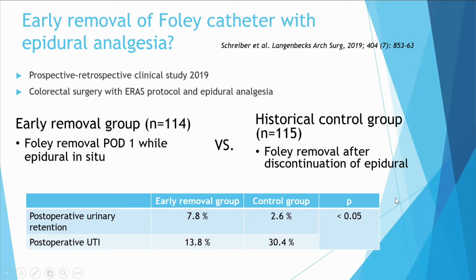Yeah, thanks, Amy. So shortly, this was a paper from 2019. It's a German study where they did a prospective collection of data from patients who were started on an ERAS protocol and early removal of Foley catheter, and then they compared this group of 114 patients to a historical control group before the ERAS era. They looked at the results and saw that postoperative urinary retention, while more common in the early removal group, the rate of postoperative catheter-associated UTI was significantly higher in the control group.